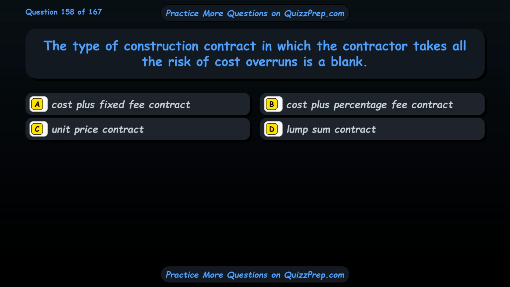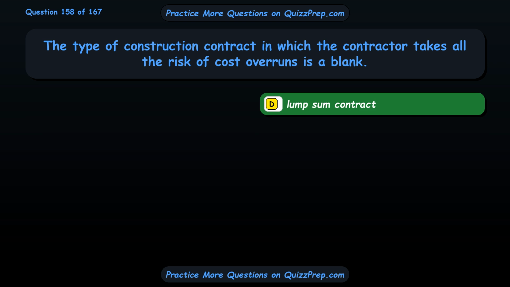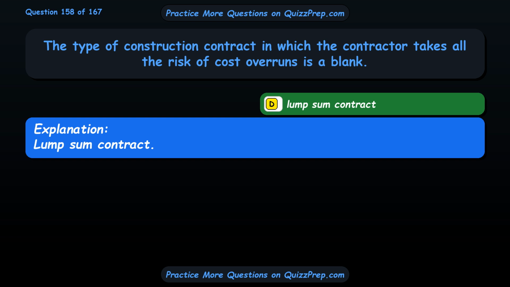Question 158. The type of construction contract in which the contractor takes all the risk of cost overruns is a blank. Option A. Cost plus fixed fee contract. Option B. Cost plus percentage fee contract. Option C. Unit price contract. Option D. Lump sum contract. The correct answer is option D. Lump sum contract.